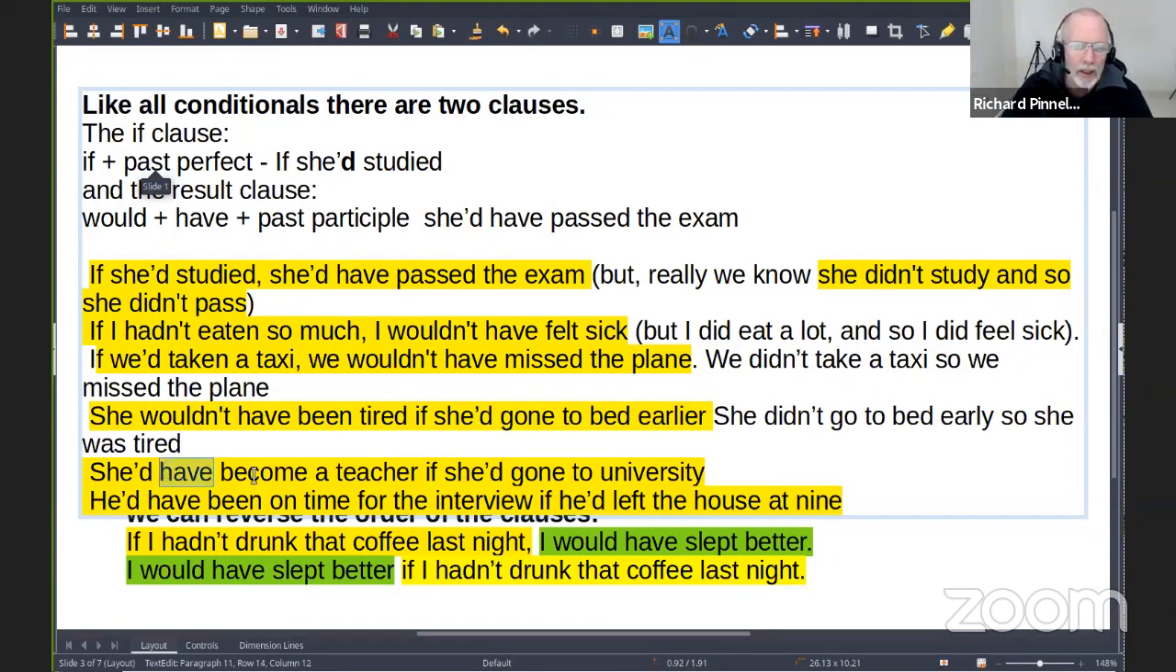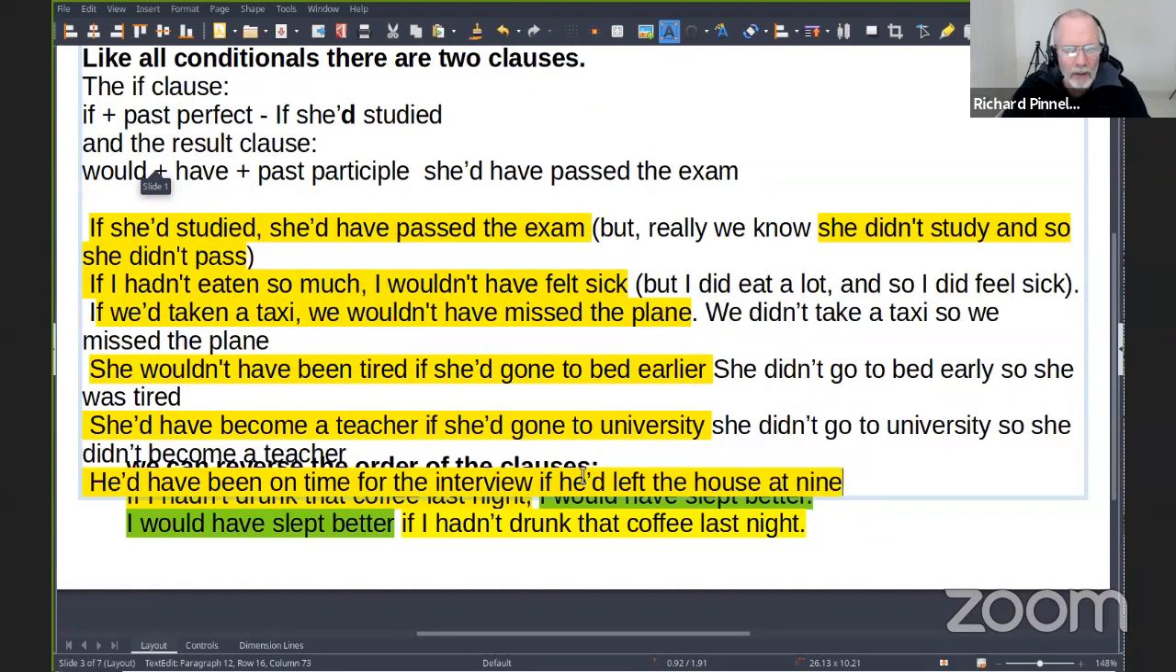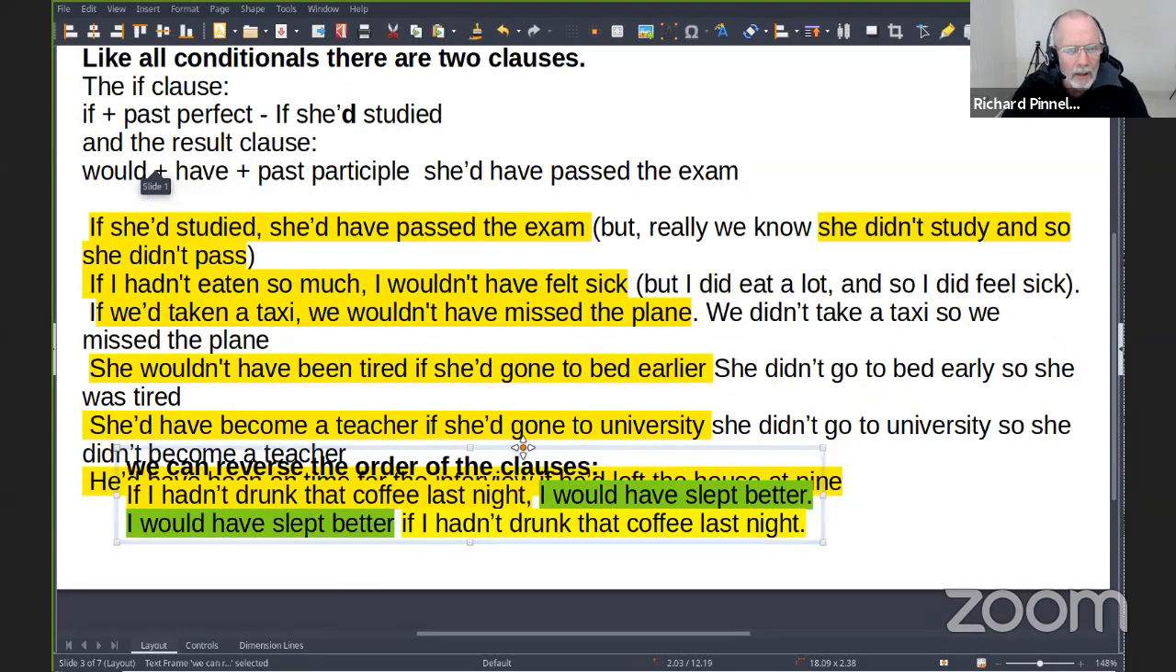She'd have become a teacher if she'd gone to university. This is the imaginary situation. And the reality is, what really happened is she didn't go to university, so she didn't become a teacher. This is the reality.